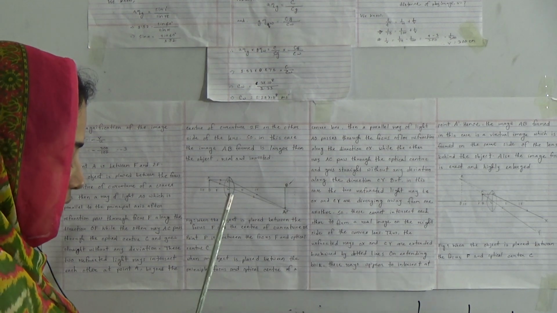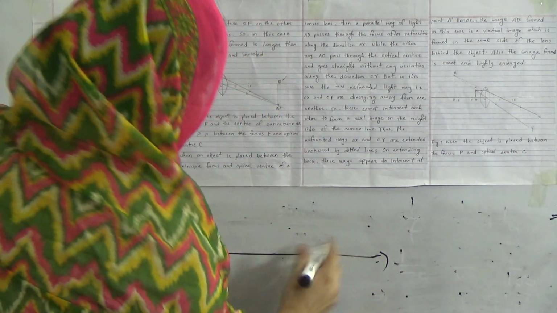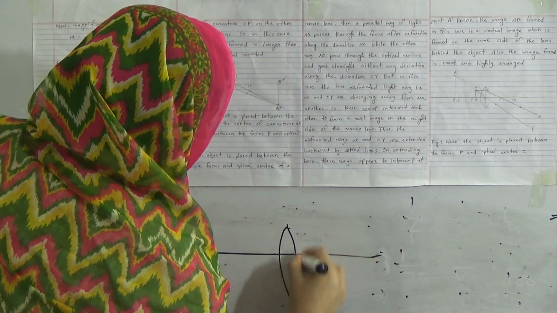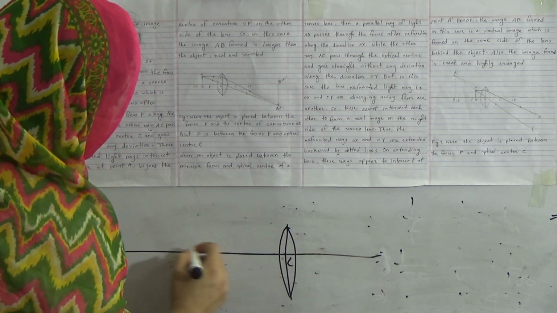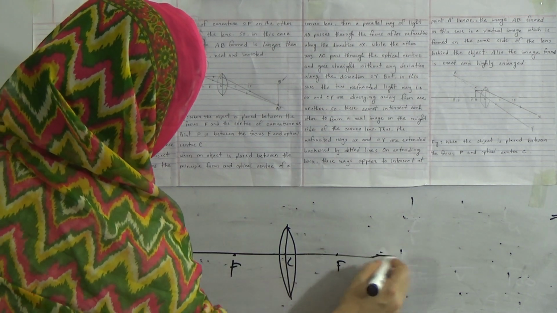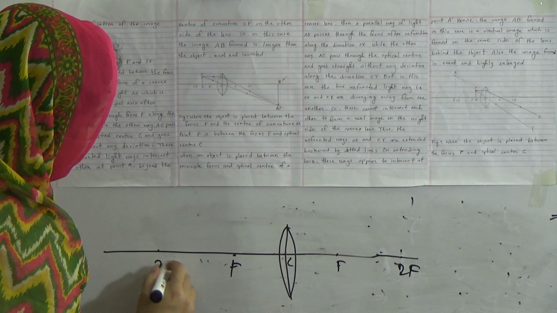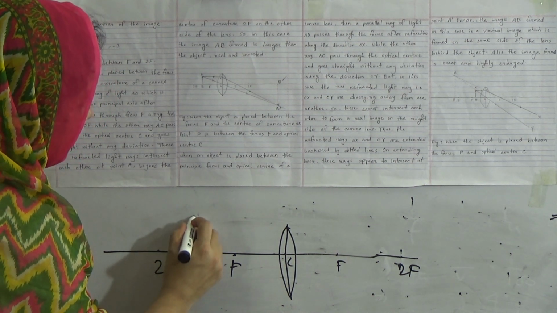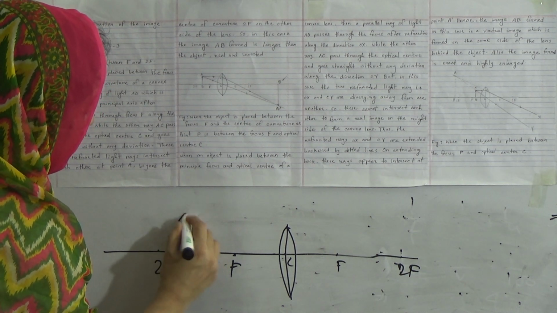My dear students, now I will draw this figure. See, this one is the principal axis. Suppose this one is a convex lens, and this one is the center of the curvature C. So it will be the focus F, and double F, that means 2F. So the object will be situated between F and 2F, so it will be object AB.